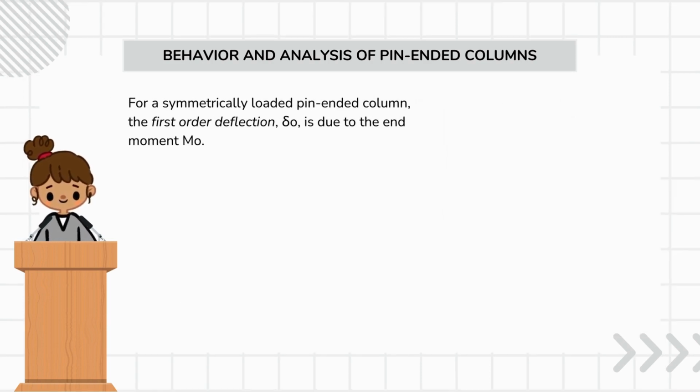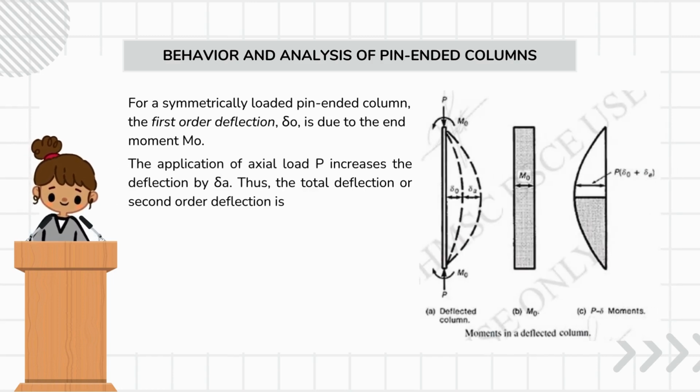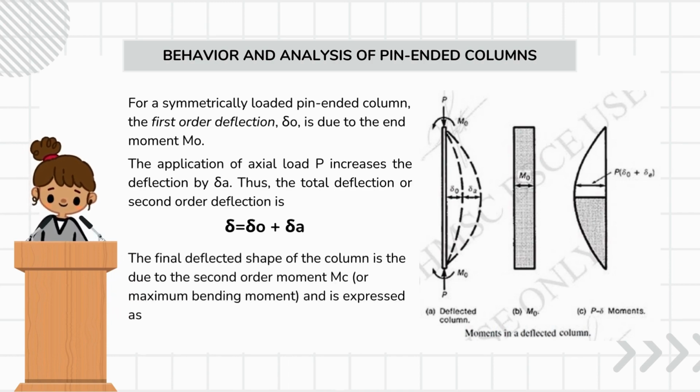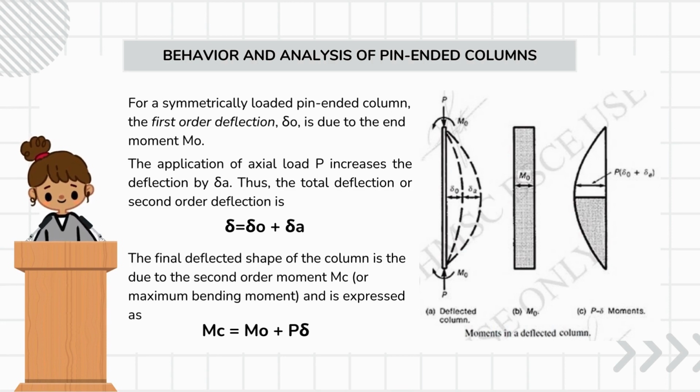For a symmetrically loaded pin-ended column, the first order deflection, small delta sub O, is due to the end moment M sub O. The application of axial load P increases the deflection by small delta sub A. Thus, the total deflection or second order deflection is expressed as small delta equals small delta sub O plus small delta sub A. The final deflected shape of the column is due to the second order moment M sub C, or maximum bending moment, and is expressed as M sub C equals M sub O plus P small delta.